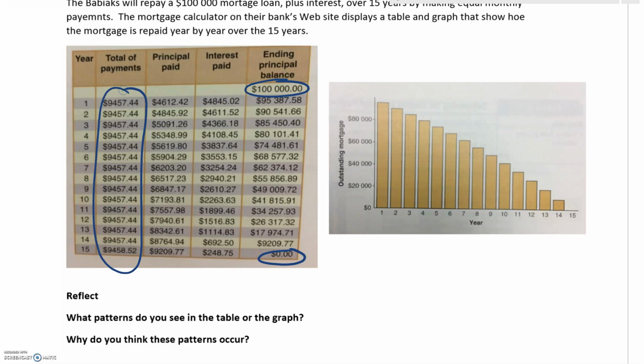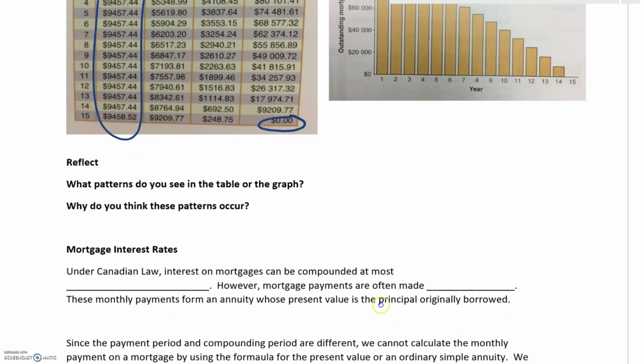You should be noticing some things with the total payments. There's a couple things to notice there, and again, we'll analyze that at the end. And same with the principal and the interest. There's a couple things that happen in this table, and that's what we'll take a look at.